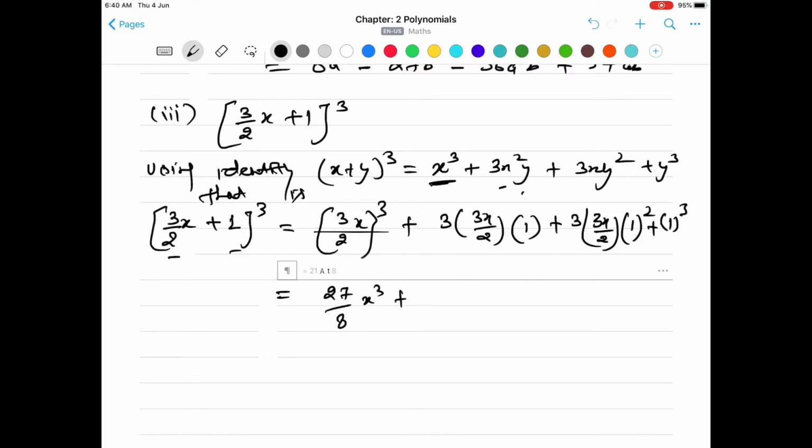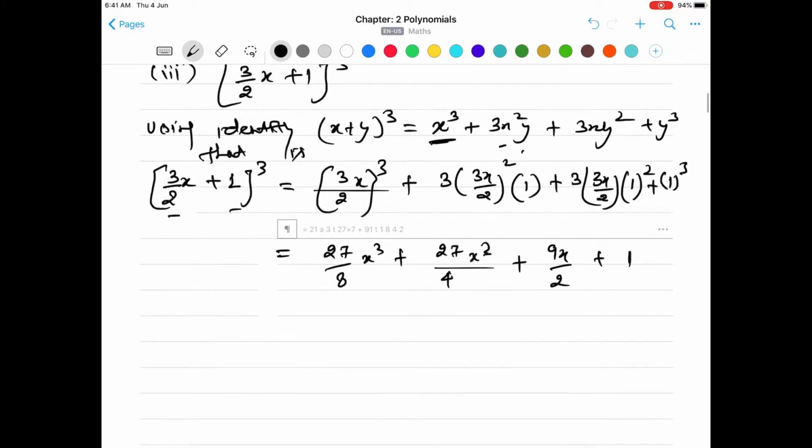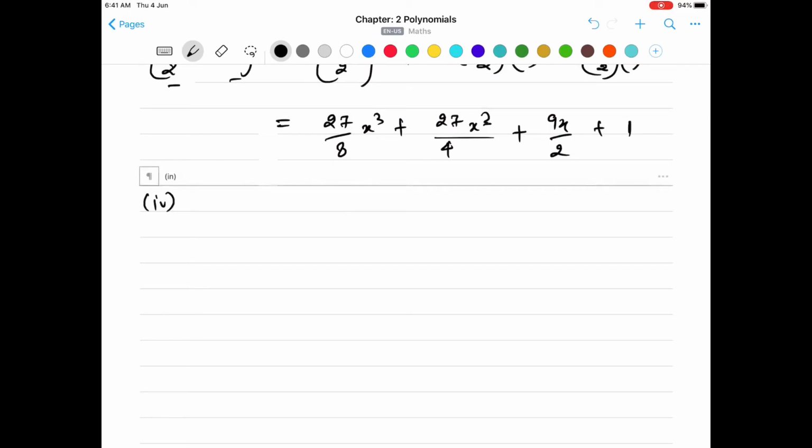Here we have 3 into 3 will be 9x by 2 into 1, which is again 9x by 2. Then we have this 1 square, okay, it should be square here. So first 3x square will be 3x square by 2, which is 3 into 3 is 9, 9 into 3 is 27, and the 2 square is 4, and we have x square. Then we have plus this 1 square is 1 into this 3 into 3 will be 9x by 2, and in the end we have 1 cube is equal to again 1. So the answer of this one is 27 by 8 x cube plus 27 by 4 x square, then 9 by 2 x plus 1.